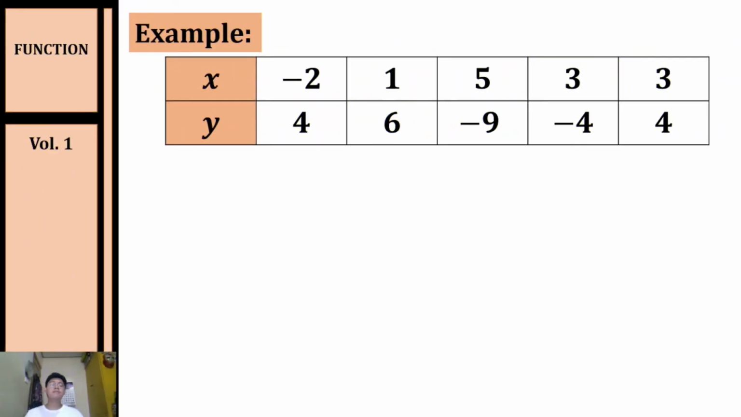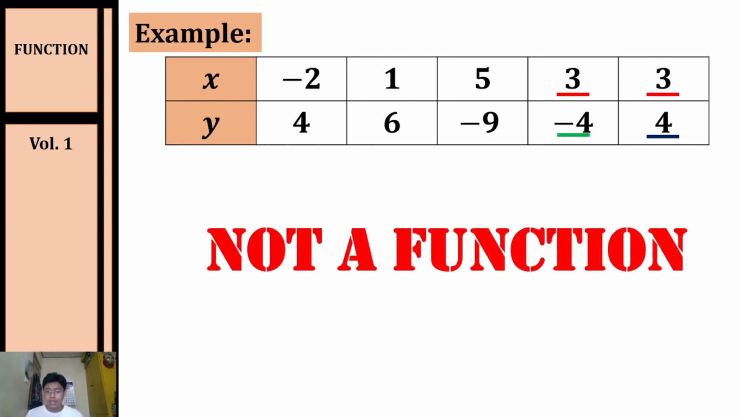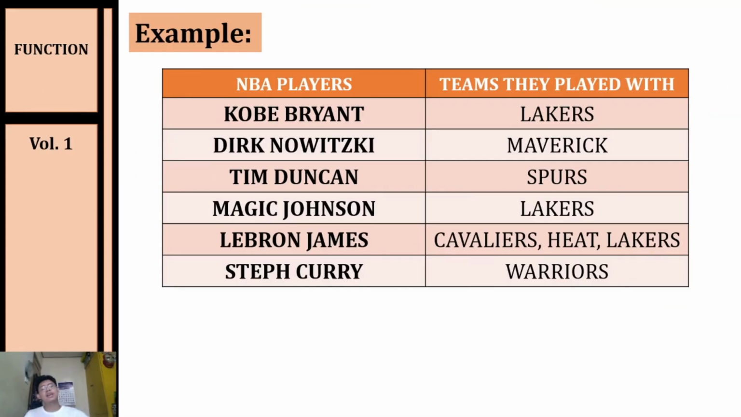Okay, let's have another example. For example, we're given a table of values. First thing that we need to do in identifying if a table of values is a function or not is to check our values of x and see if we have a repeating element. In this case, we have a repeating element, which is 3. Since we have a repeating element of 3, let's check their partners. So we have -4 and 4. Since they have different values of y, we can conclude that this relation, this table of values, is not a function.